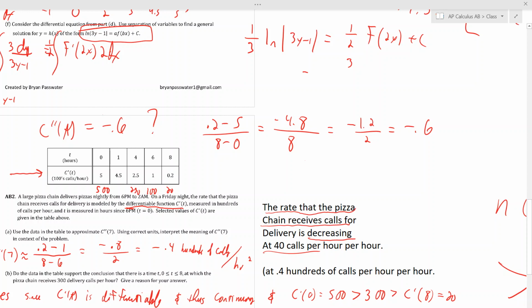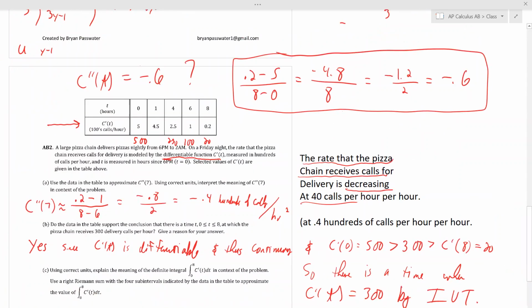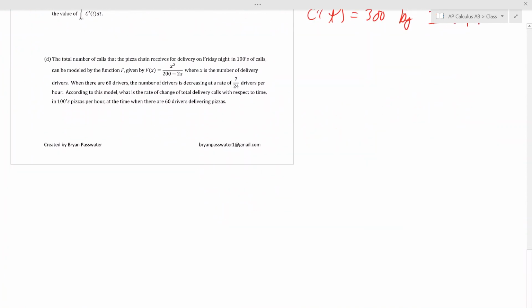And then you're going to say by MVT, yes. You're going to say all the conditions for MVT, and then you're going to show that the average rate of change is negative 0.6 of C prime of t. So C double prime of t has to equal negative 0.6 at least one time between 0 and 8. Okay, so that's that.